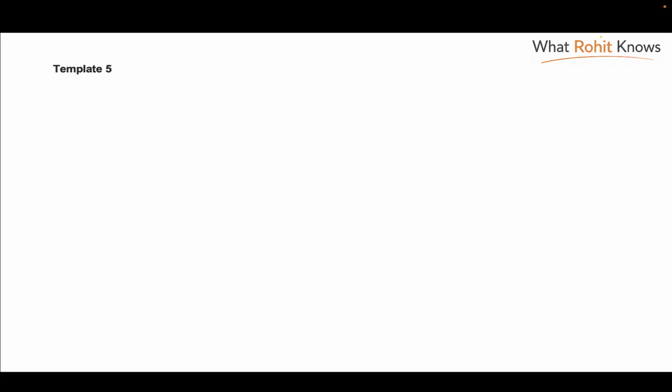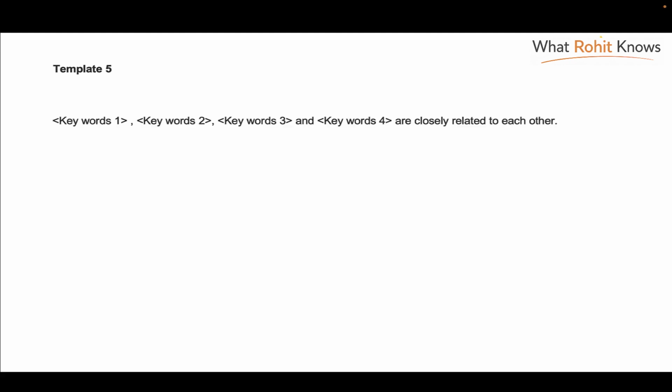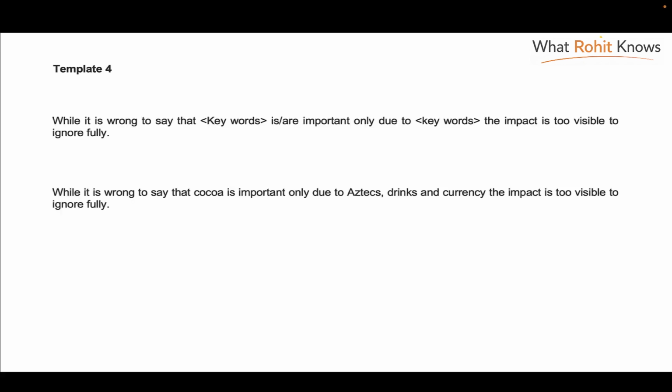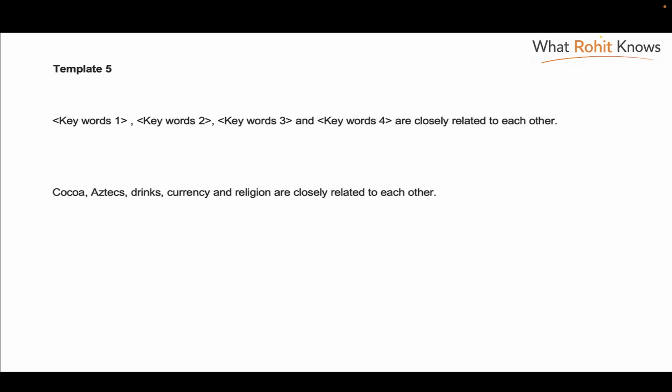And there's another template, template number 5, which is again very simple. In fact, this is the simplest version: keywords 1, keywords 2, keywords 3, and keywords 4. Just pick some words, write them one after another, and then say they are closely related to each other. So cocoa, Aztecs, drinks, currency, and religion are closely related to each other. You see, it's still alright based upon the text. This is still okay. So last preference, template 5. Otherwise, you have template 4. But as I said, try to write the perfect answer. If not, then you can memorize template number 4 or template number 5 for the worst case.